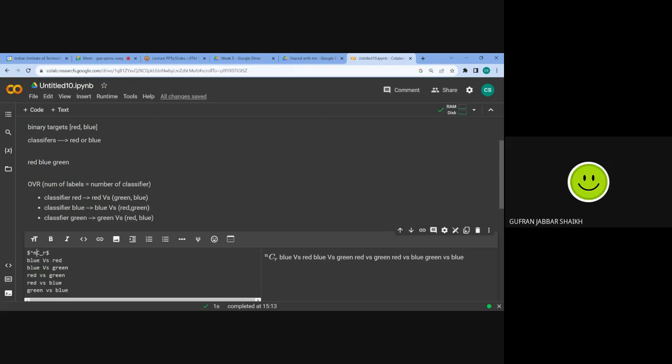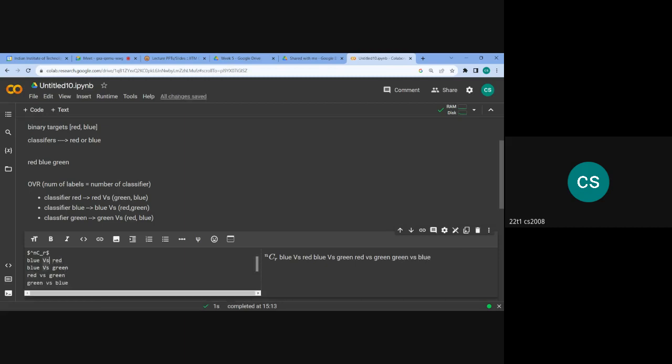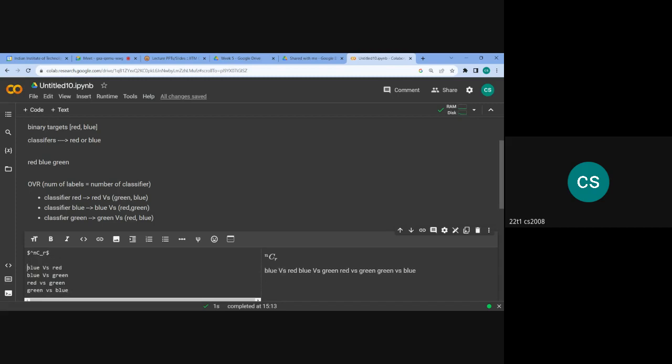Sir, blue versus red and red versus blue are two different things, right? No, it will be one only. Let's say I take blue. I will compare it with red, and then blue with green. Then I need to compare red with green, and green versus blue is already there. So only three are required. So I guess I was right again.